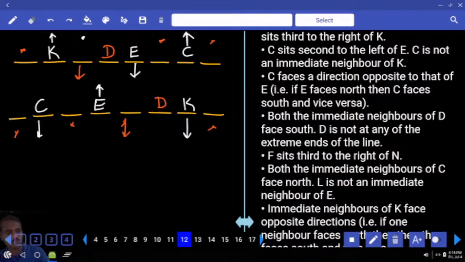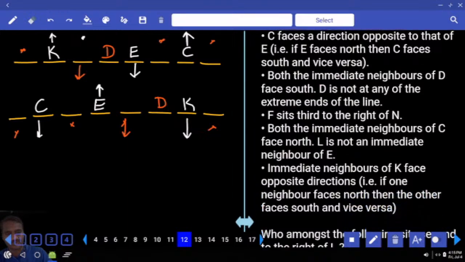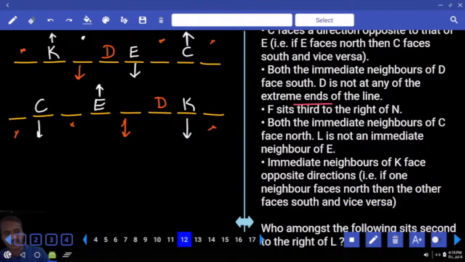Both the immediate neighbors of D face south, and D is not at any one of the extremes. F is seated second to the right of N. Where is this F? Then both the immediate neighbors of C face north. Immediate neighbors of C are facing towards which direction? North. Here also the immediate neighbors of C are facing north. Then F is seated second to the right of N. Can you have N at this place?